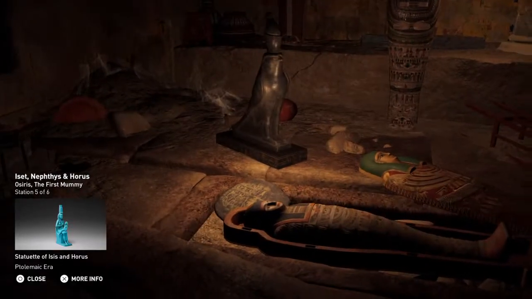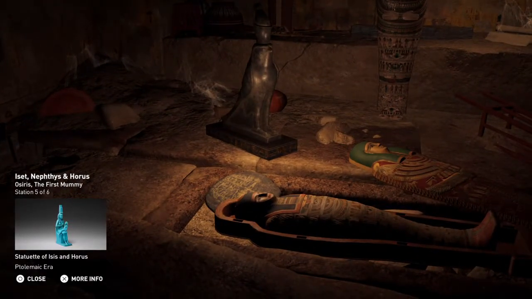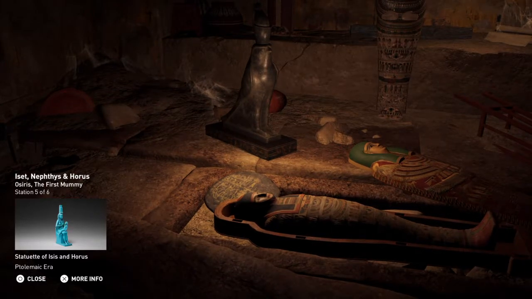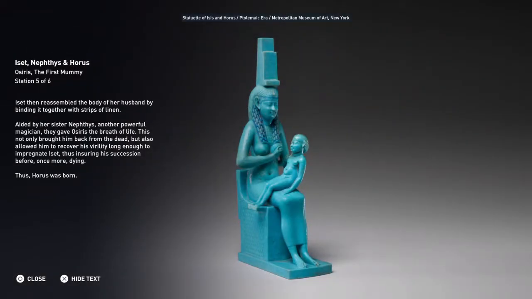Isis then reassembled the body of her husband by binding it together with strips of linen. Aided by her sister Nephthys, another powerful magician, they gave Osiris the breath of life. This not only brought him back from the dead, but also allowed him to recover his virility long enough to impregnate Isis, thus ensuring his succession before, once more, dying. Thus Horus was born.